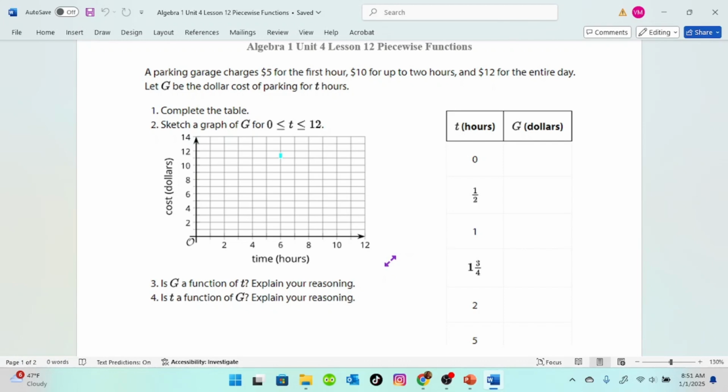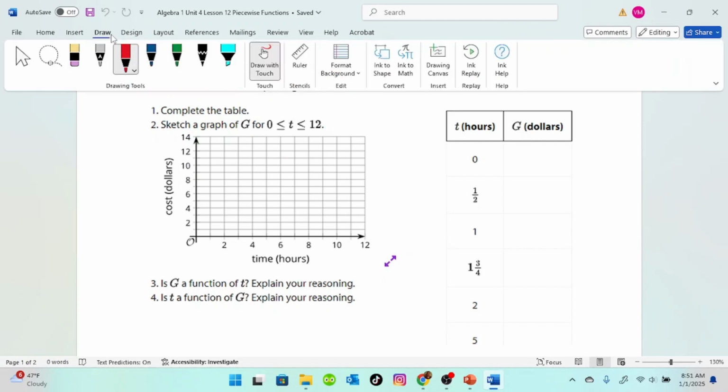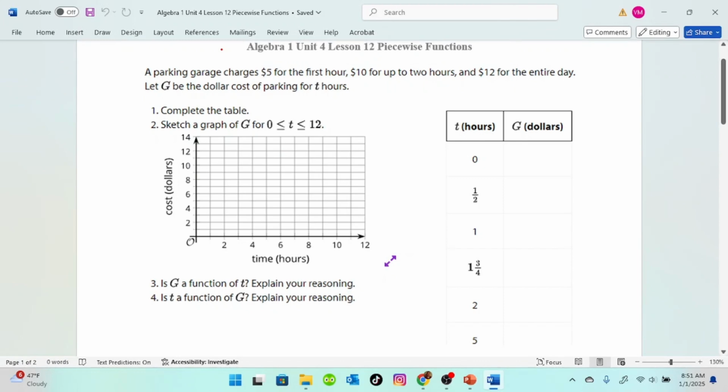So, the first thing we should understand is that if you don't park there at all, so 0 hours, then there's going to be 0 cost. This one just comes logically. If I don't park in the parking garage, then I don't pay any money.